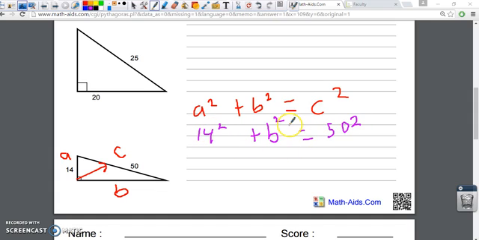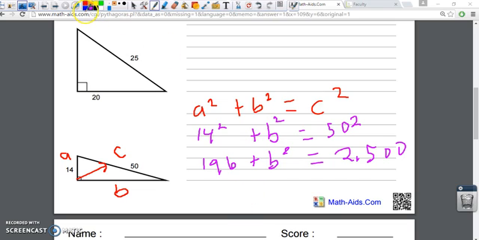Okay? Now let's solve the math here. 14 times 14. Remember, that's not 14 times 2. 14 times 14 is going to give you 196. Bring down your B squared, because you can't do anything with it just yet. And bring your 50 squared. Okay? So what we have here, C squared is 50 squared. 50 times 50 is 2,500. So this is what you should have for this one.